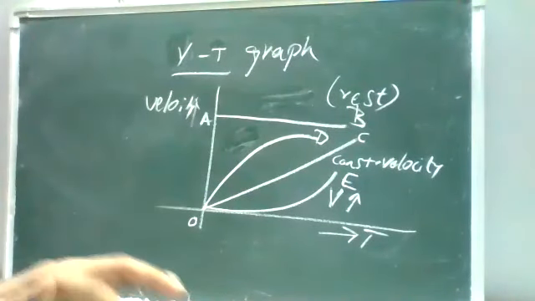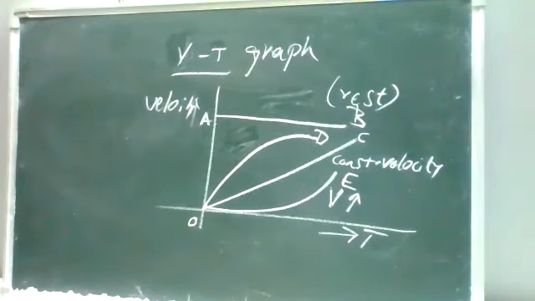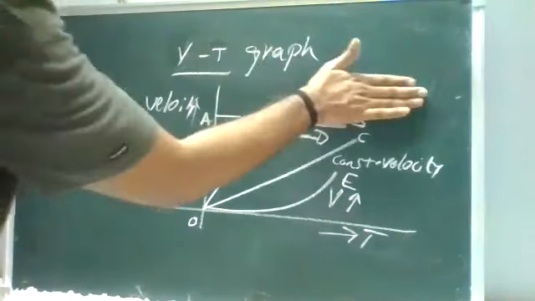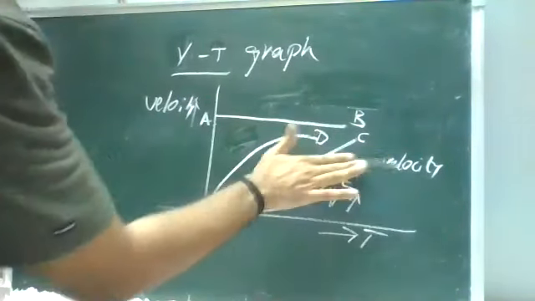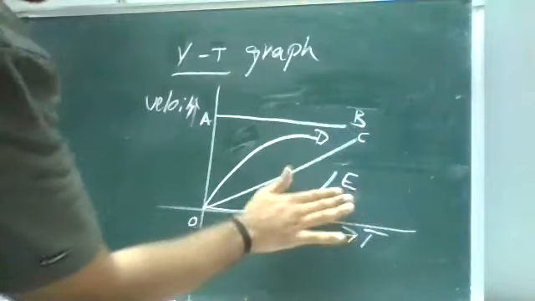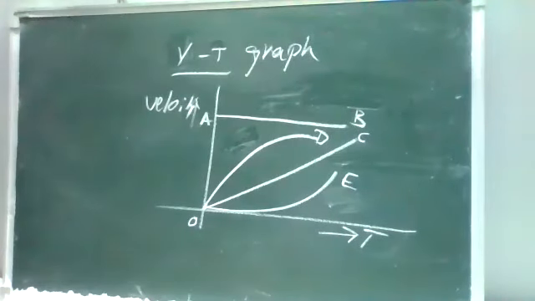If the graph is a straight line parallel to the time axis, which is AB, that means the body is moving with a constant velocity.